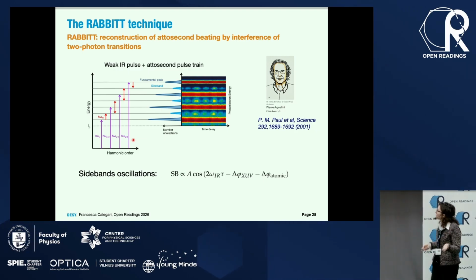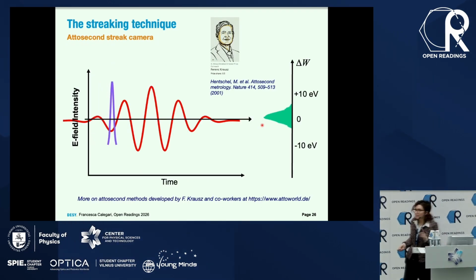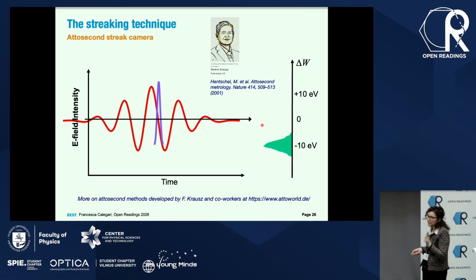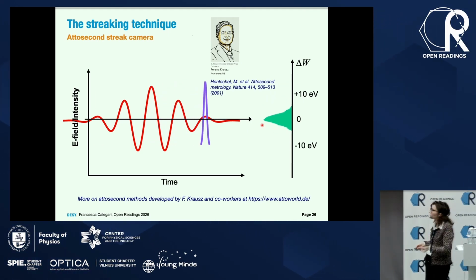Well, you need different tricks. One is this RABBIT technique, which I will not explain because of lack of time. But the other one is the streaking that I want to concentrate on for a moment, as also the technique that has been used to characterize the attosecond pulses and say these are really attosecond pulses.